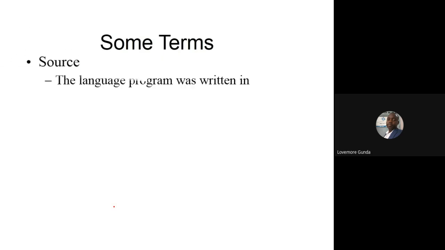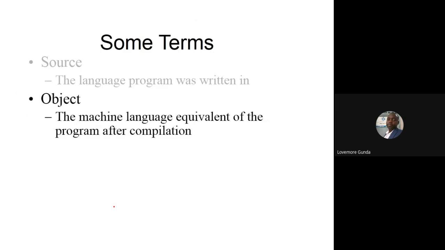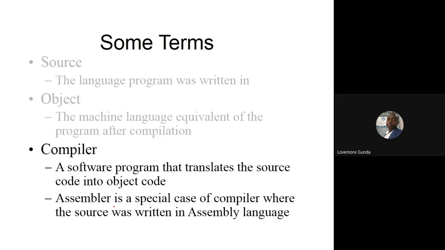Then, when we talk about source code, we are talking about the language in which the program was written. So it can be C, it can be C++, and the like. Then the object code is the machine language equivalent to that program after being compiled, right? Then a compiler is a software program that will translate the source code into the object code, right?